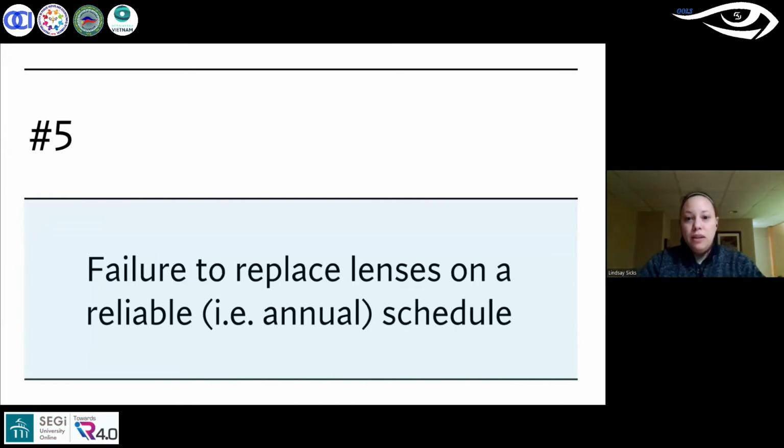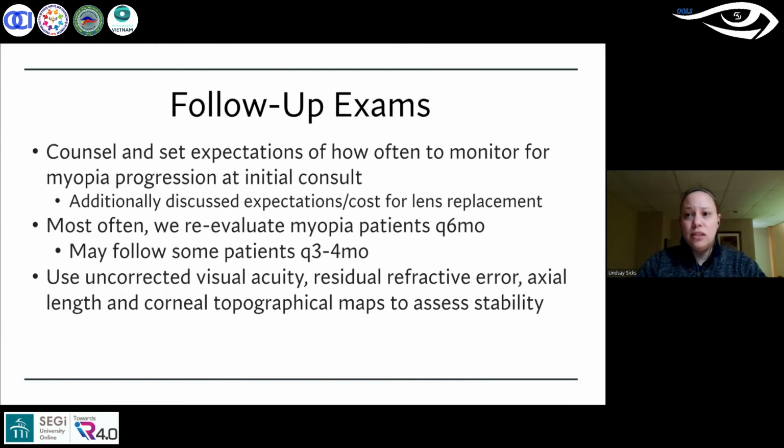Issue number 5 would be failure on the part of your patient to replace their lenses on a reliable schedule. And usually this is annual for our patients. We can help with this up front by educating our patients and setting expectations of how often we want to see them back. From that initial consult, we want to see them for a dispensing visit, and then you may build in their follow-up visits, but making sure that they come back every year for their annual exam.